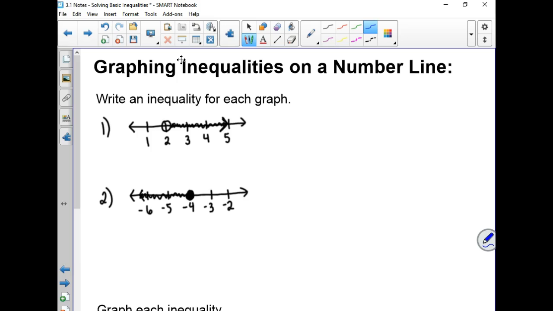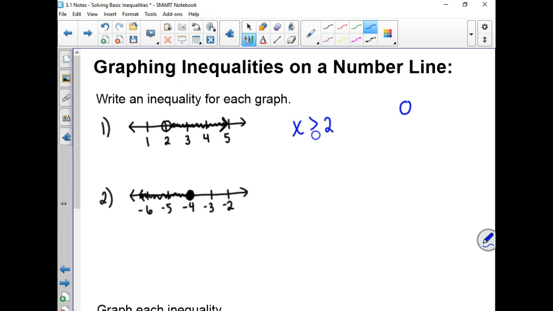Whenever we solve inequalities, we're also going to graph those inequalities. So whenever we're graphing an inequality, there are a few things to remember. The first thing we're going to look at here is we've got a graph, and we need to write the inequality for that graph. Now we can see here that all of the numbers above 2 are shaded. So that tells us that x, or whatever variable you want to use, is greater than 2. The number's larger than 2. Now, because I have this open circle here, I'm just going to use a greater than symbol.